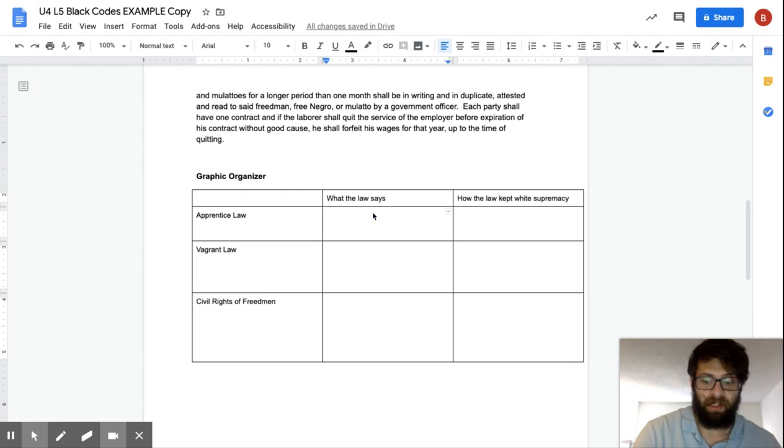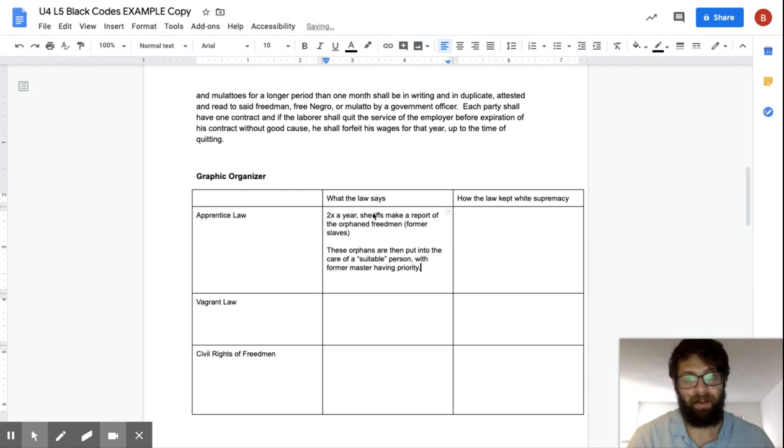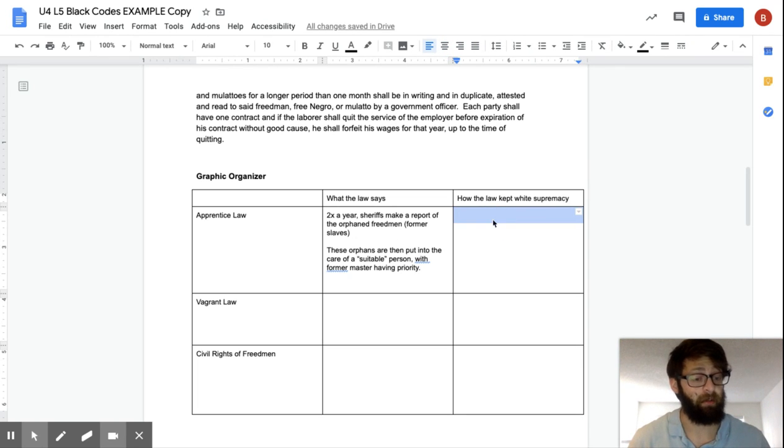the apprentice law, and it's going to do some magic here because I've already typed it. Twice a year, sheriffs make a report on orphaned freedmen, and these orphans are then put into the care of a suitable person with their former master having priority. Now, hopefully your brain is already whirling around about like how this would lead to white people staying in power in the South. We're not going to answer that part of it. You can just have this one answer to try to help you out as far as what I'm looking for.